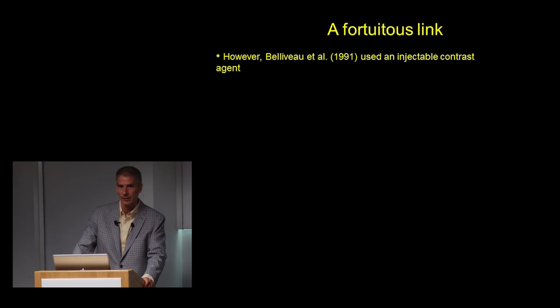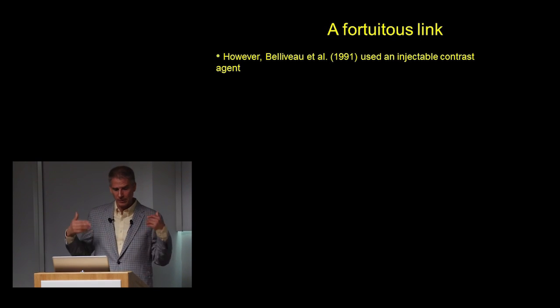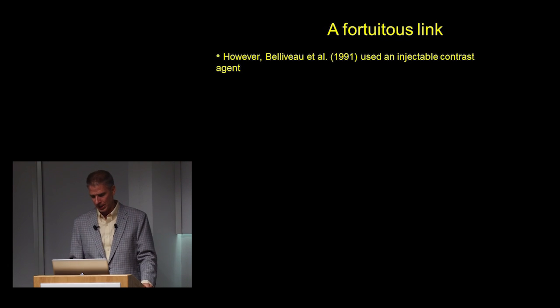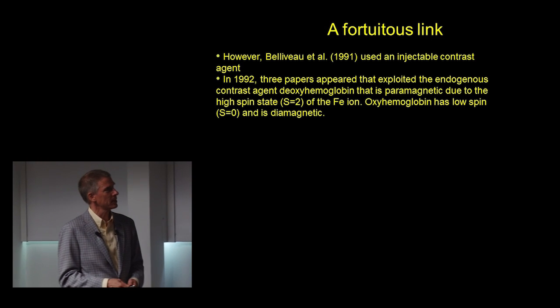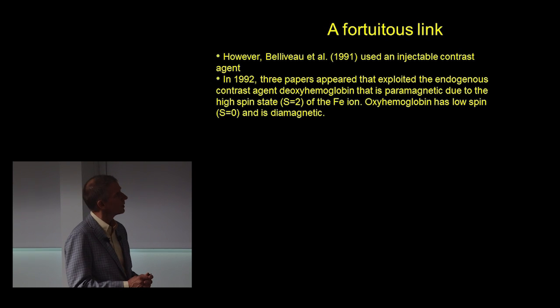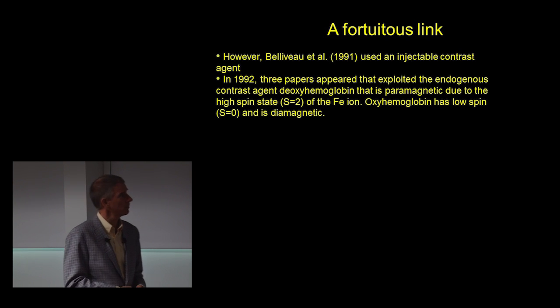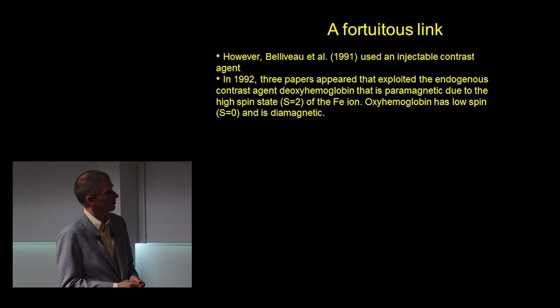Well, it does not only have different optical properties, but it also has different magnetic properties. And that's essentially the reason we can do fMRI, because essentially we have this internal contrast agent in our heads. One year later, three papers appeared simultaneously. So fMRI really dates from 1992, the fMRI that's mainly used today by most people. And so it exploited simply the fact that deoxyhemoglobin is paramagnetic.